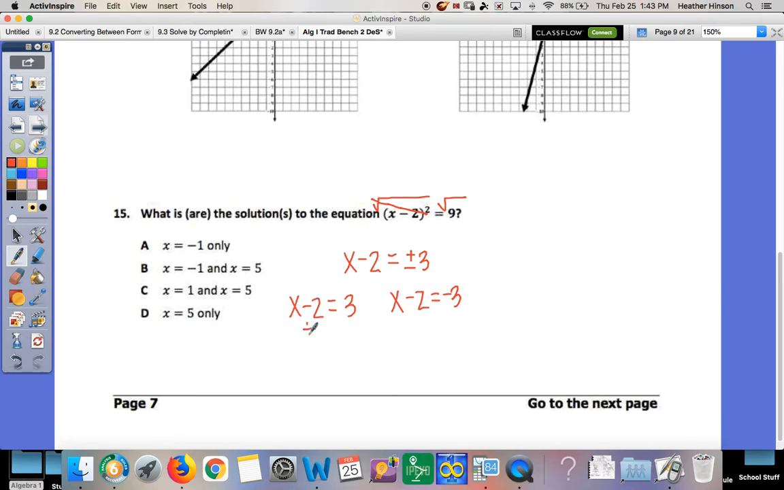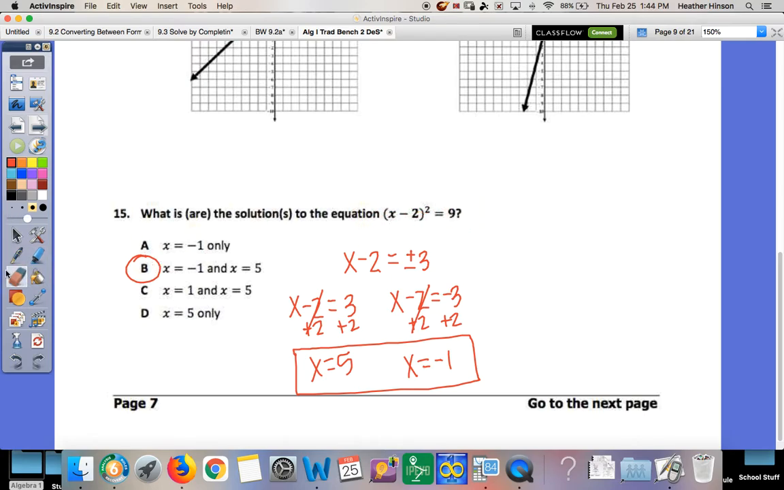To get rid of minus 2, we're going to add. So 3 plus 2 is 5. Negative 3 plus 2 is negative 1. So you can work it out by hand, and that'll give you B. If you don't want to work it out by hand, you can plug this into the calculator. So move your 9 back over so you can get one equation. So minus 9, because you have to subtract it over to the other side. And then you can plug this in.